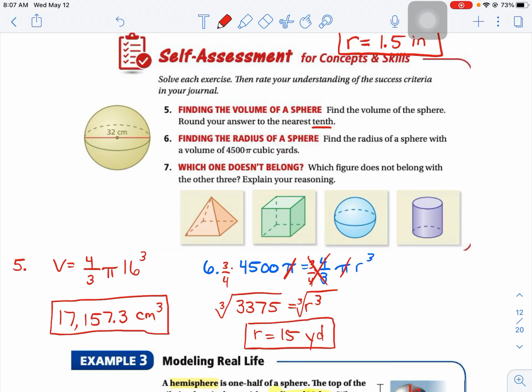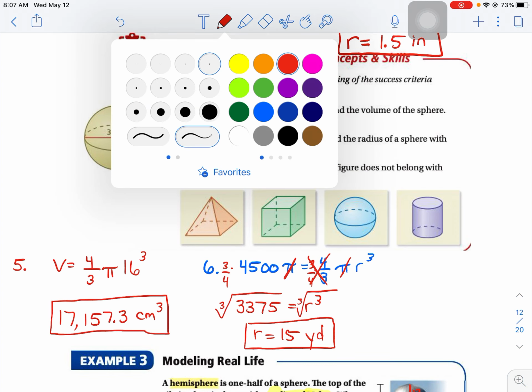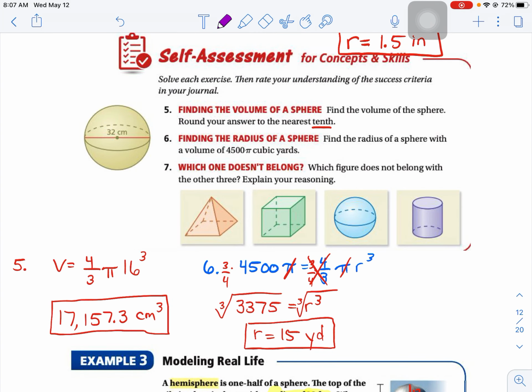All right, and then last one, number 7. It says, which figure does not belong with the other 3? Explain your reasoning. All right, I'm sure you can probably find various reasons for each of these figures. But what I notice first, I guess, is the sphere doesn't belong because it's the only one that doesn't have a base.